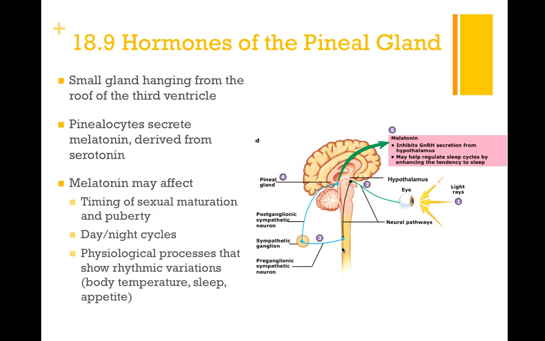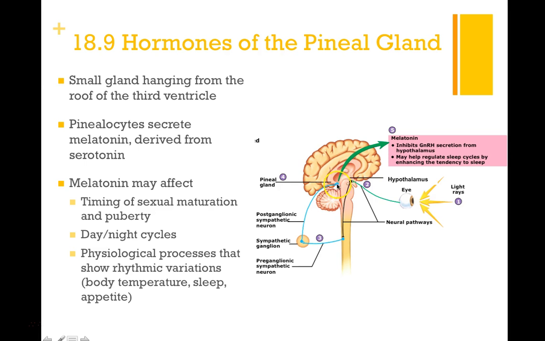Now for our hormones of the pineal gland, which we find in the brain. So if we're looking at the brain, this here is called the corpus callosum, and toward the posterior end of the corpus callosum, we will have this tiny pineal gland that is hanging from the roof of the third ventricle. So we haven't quite learned what the third ventricle is just yet. Just know that it is a space between the two thalami in our brain that will contain cerebrospinal fluid.